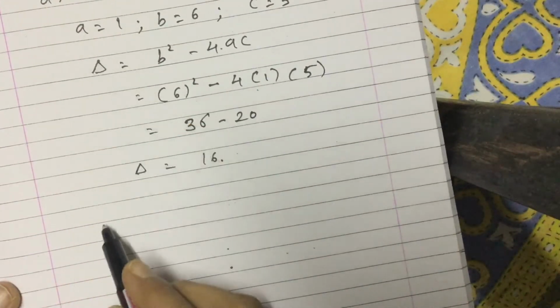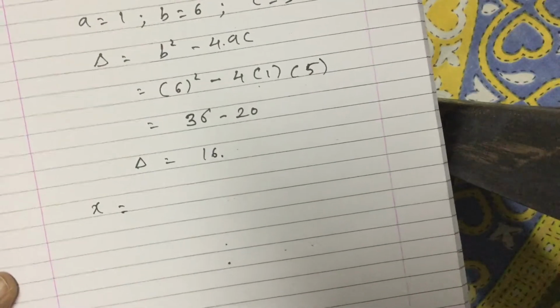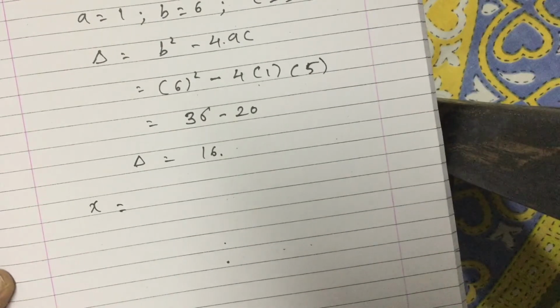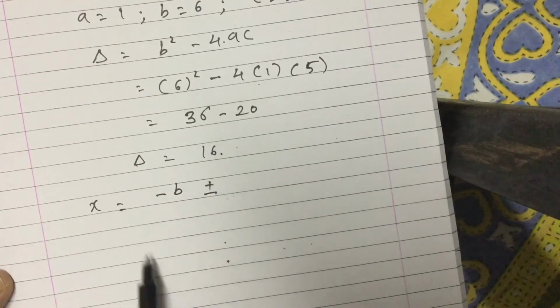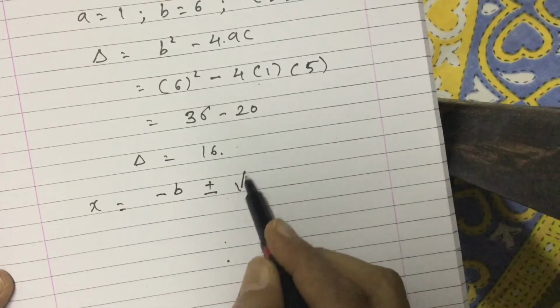Now variable x is given, so we find the value of variable x by using the formula. So what is the formula? Minus b plus minus under root delta.